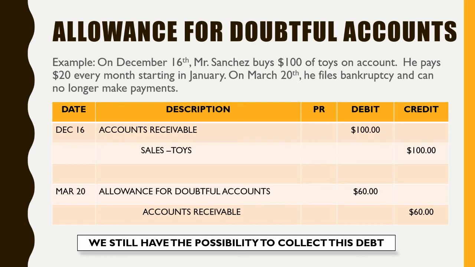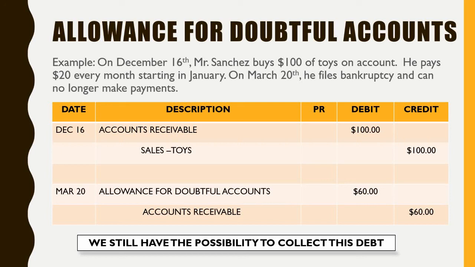February, he paid us $20. Then on March 20th, he decides that he files for bankruptcy and can no longer pay us, because he called us and said, hey, I can no longer pay. I filed for bankruptcy, so I can no longer pay for what I owe. So in this case, what we're going to do is journalize the first things. First we need to represent that he owes me money. Here, I said that he purchased $100 of toys on account. So I have accounts receivable and I have the sales for the $100 worth of toys.